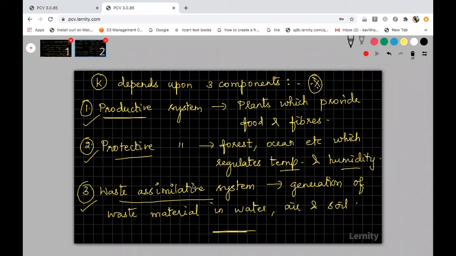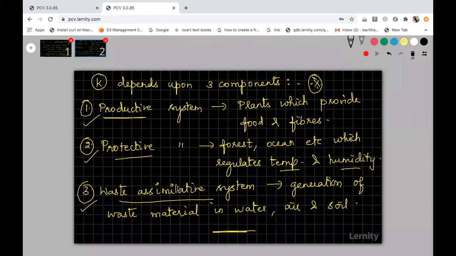Assimilated means they will be digested and then used up by the decomposers. Just think of the environment without decomposers. Without decomposers, how will your environment be? All the waste materials will be dumped, and there will be no cycling of nutrients. No biogeochemical cycle happens, and the next generation of organisms cannot survive in the environment.